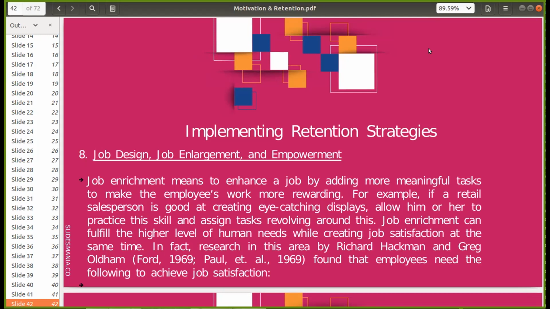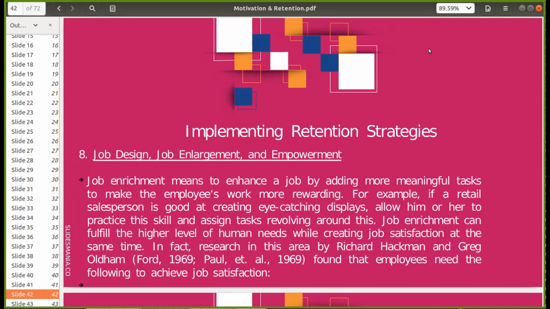So yun nga, parang may iba ka naman ginagawa yung skill mo na kumbaga yung namimiss mong gawin, no? Like arts and crafts or kung ano man, no? Nagagawa mo pa rin sa trabaho. Okay, so kaya nga sa mga application forms, they also have these skills na nakalagay. Anong skills mo, talent mo, singing or dancing. Yan. Okay. Ayan. Then, job enrichment can fulfill the higher level of human needs while creating job satisfaction at the same time. Okay.